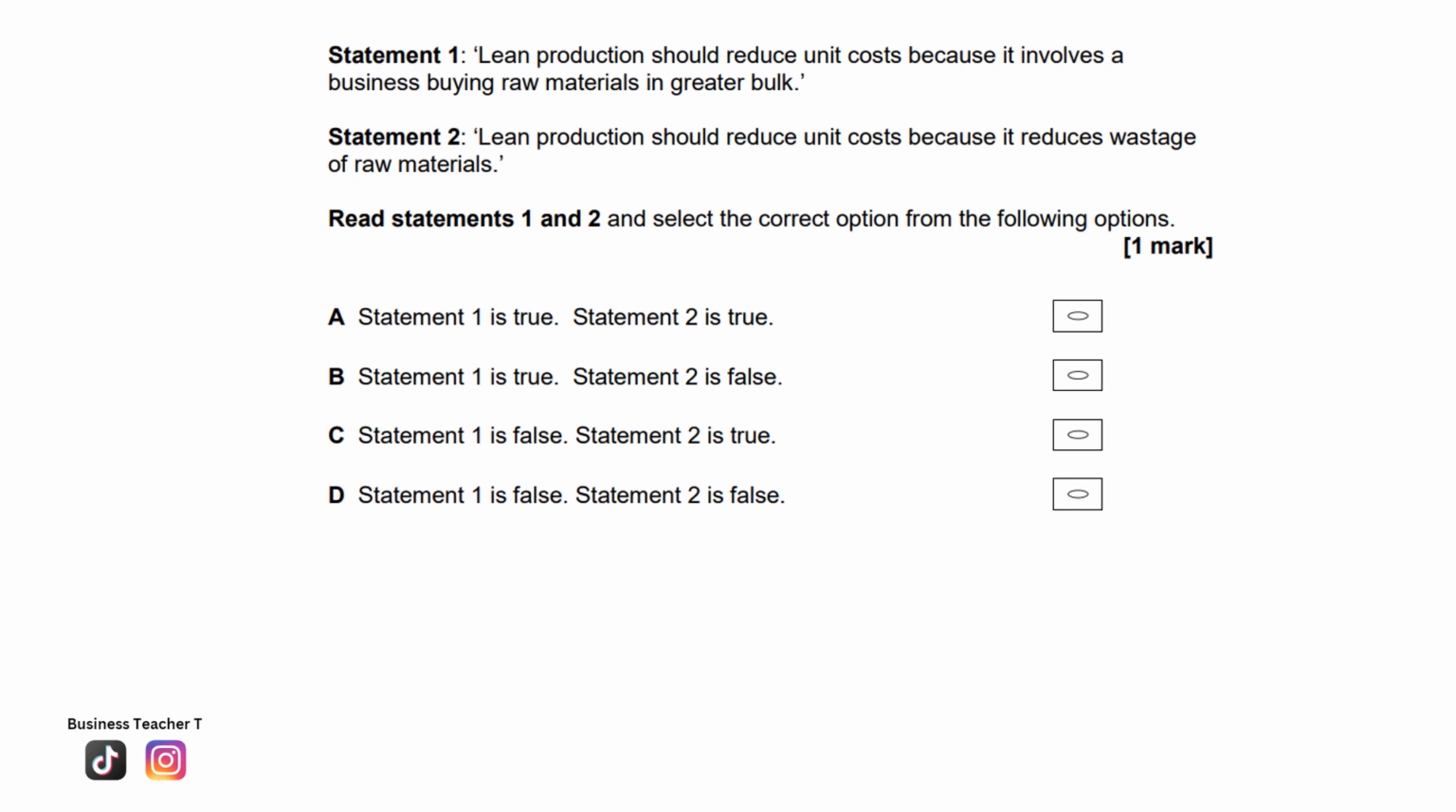And the answer is C. Statement 1 is false, statement 2 is true. On to the next one.